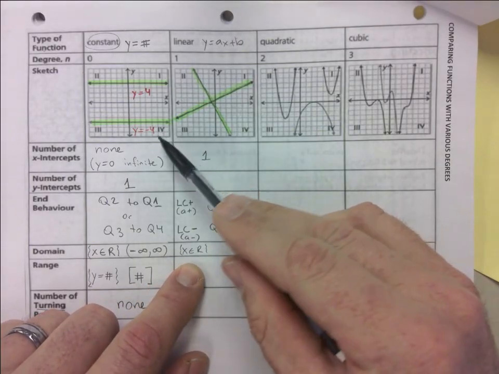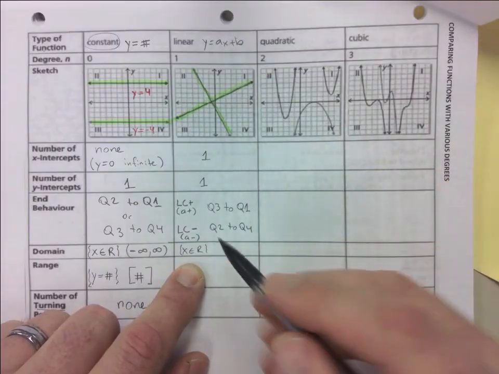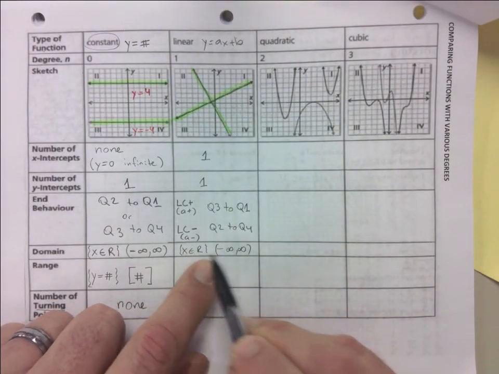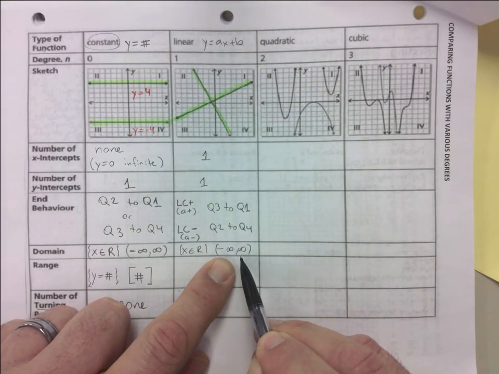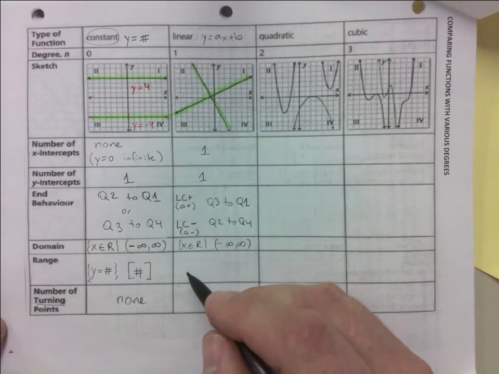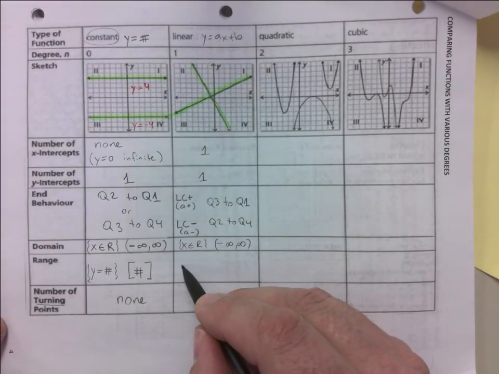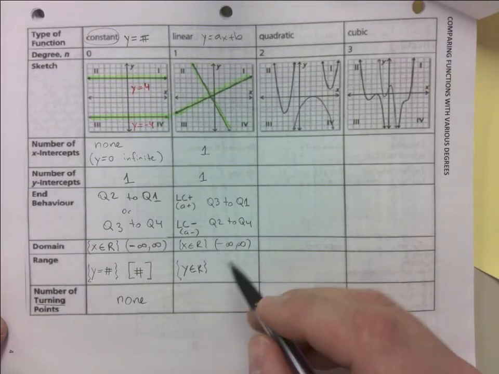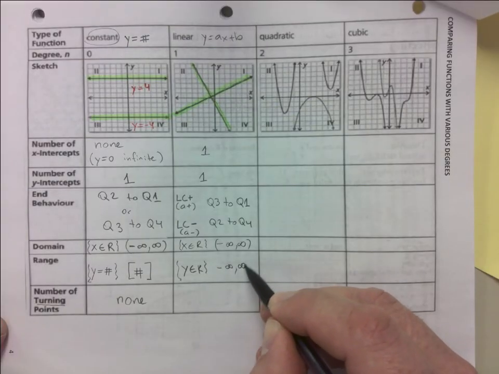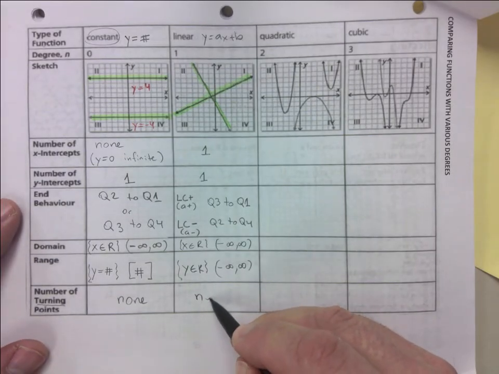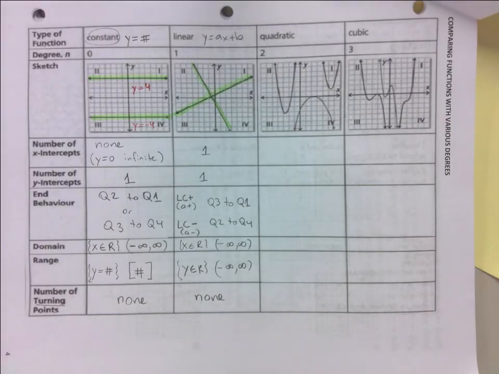The domain is the same. All x values from negative infinity all the way to positive infinity are included here. So there's two ways of writing it. One is set notation, the other one is interval notation. Again, I'll do more of that later. Right now, just fill this in, okay? For the range, it's also all real numbers in this case. And it goes negative infinity to positive infinity as well. Turning points, none. It doesn't turn whatsoever. It just keeps going the way it started.